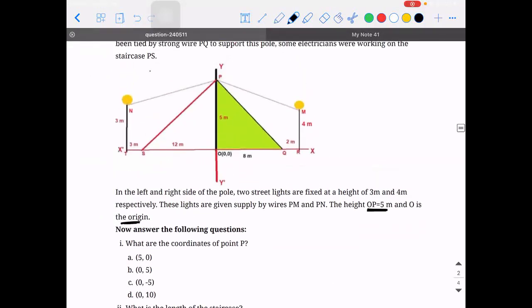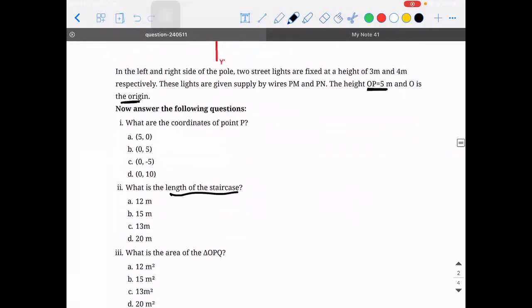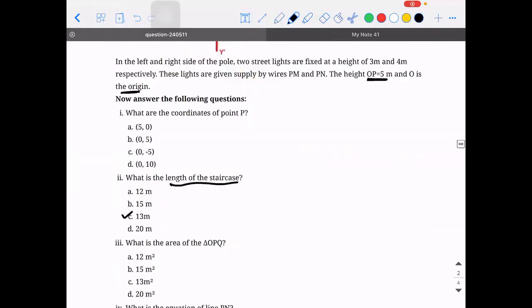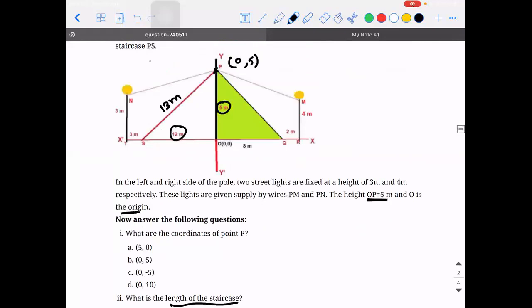What are the coordinates of the point P? It's very simple. P is on the y-axis. It is 0, 5. Next, what is the length of the staircase? This is 5 meter, this is 12 meter, so the length will be 13 meter. Right, 5, 12, 13 are Pythagorean triplets, so 13 meter. What is the area of the triangle OPQ? Half into base into height, so it will be 20 meter square.